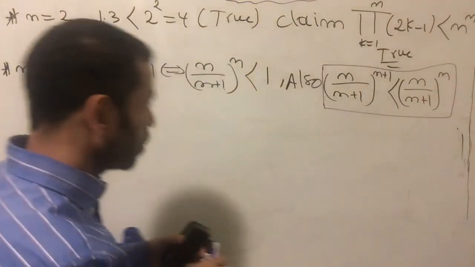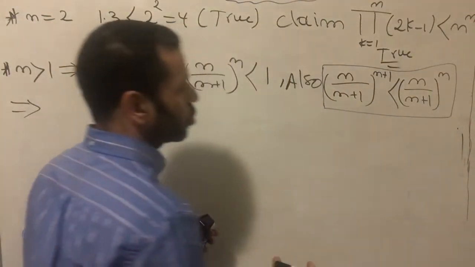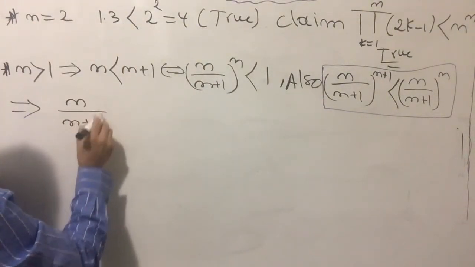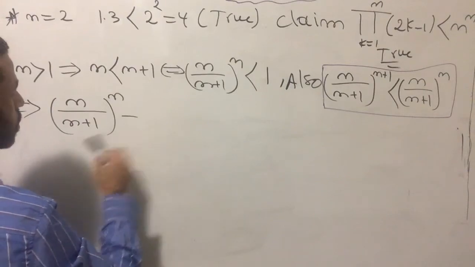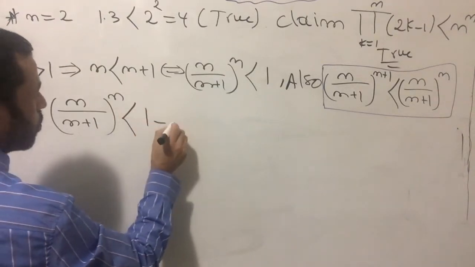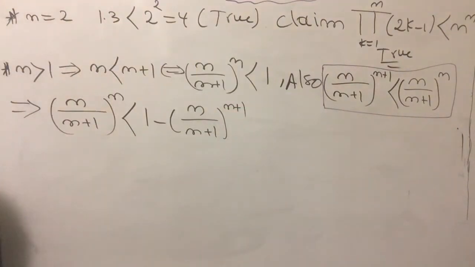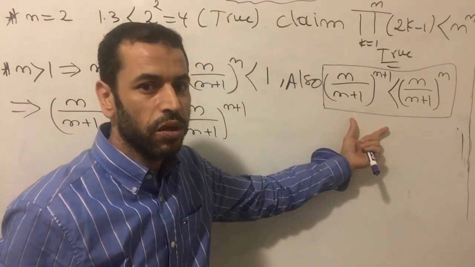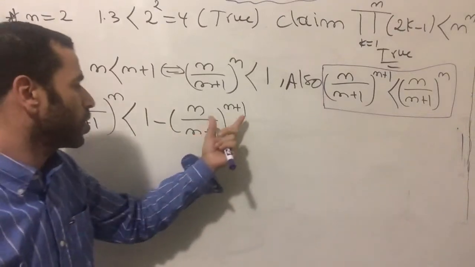So what does this mean? This implies that n over n plus 1 to the n is strictly less than 1 minus n over n plus 1 to the n plus 1, because both numbers are strictly less than 1. Also, the number with the least exponent is always greater than the other.